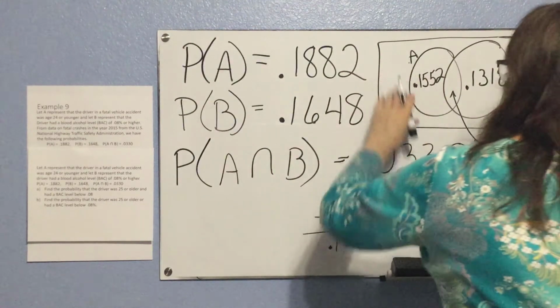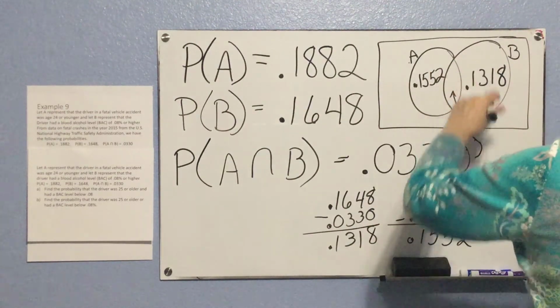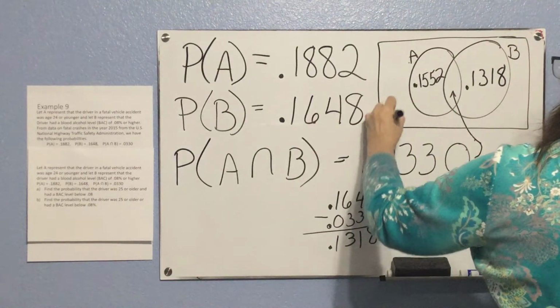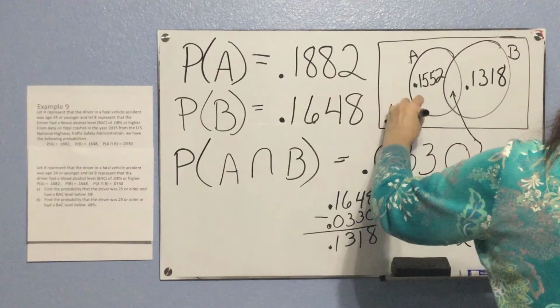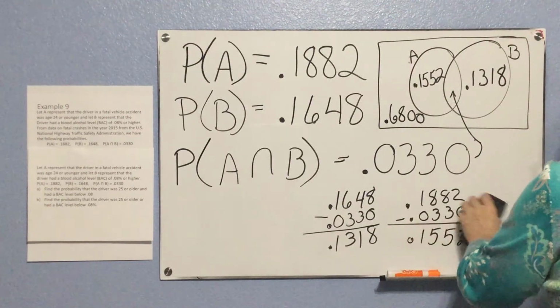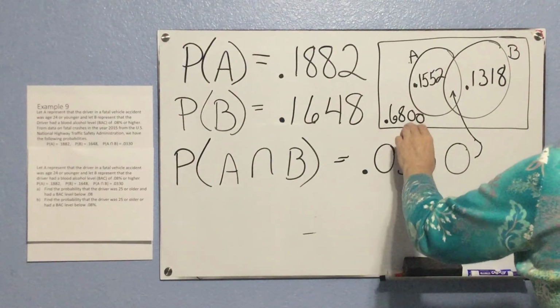And so now what is this area out here? If I subtract all three of those areas, I see that this is 0.6800. And the probability of the entire Venn diagram has to be 1, and that's how I can get this.